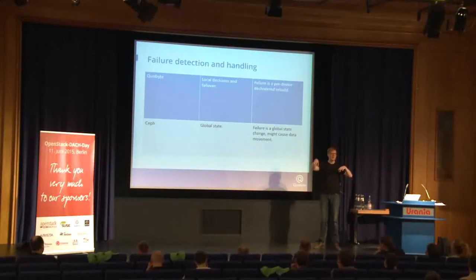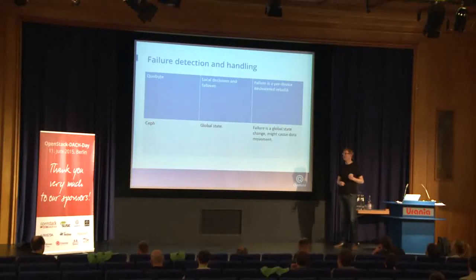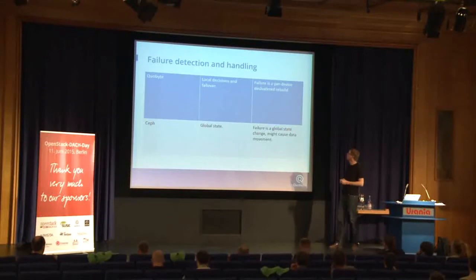But one server can look perfectly fine for one part of the system if it's an intermediary network problem. Other parts of the system might not be able to reach it, and they're treating that differently. And that brings quite some scalability, because we don't have this as global information.